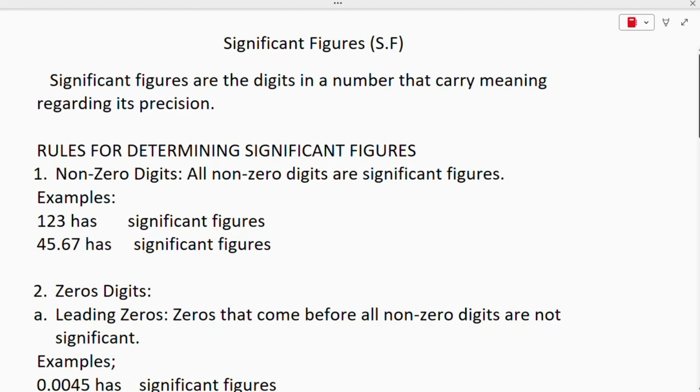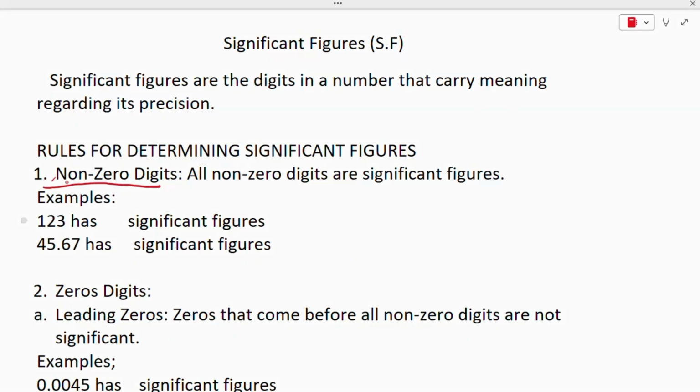Now, significant figures are the digits in a number that carry meaning regarding its precision. There are rules for determining significant figures, and the first rule right here is the non-zero digit. All non-zero digits are significant figures. That is, numbers that do not have zeros in them, all their digits are significant figures.